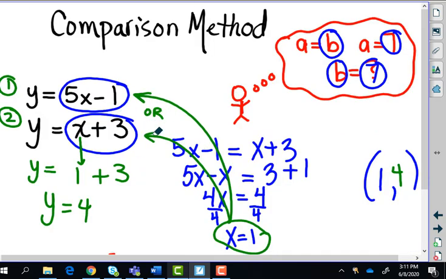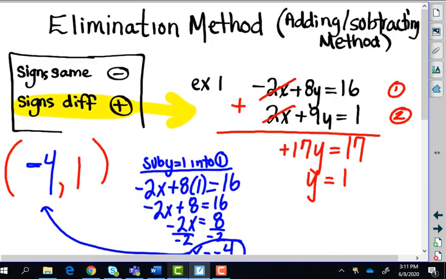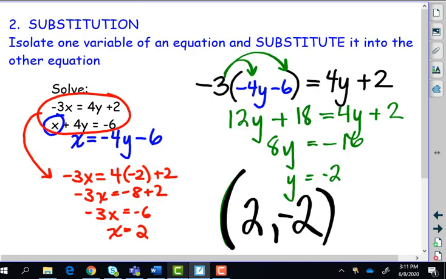Here's another example of comparison method. So y equals this, y equals that. I set them equal to each other right here. Okay, that's just that question worked out. The next one, I'm just going to go to this other slide here.